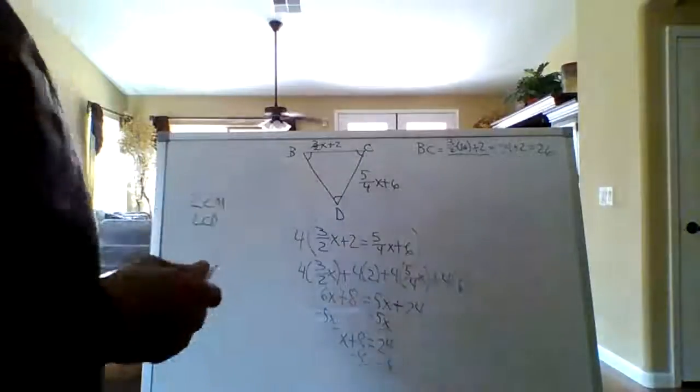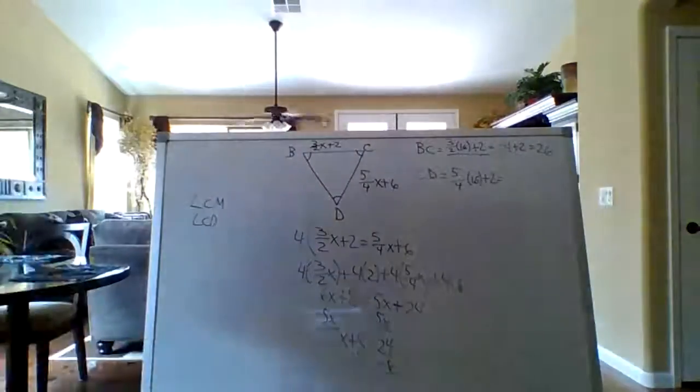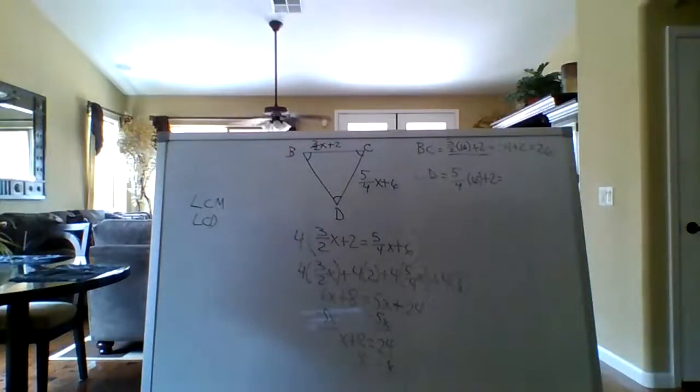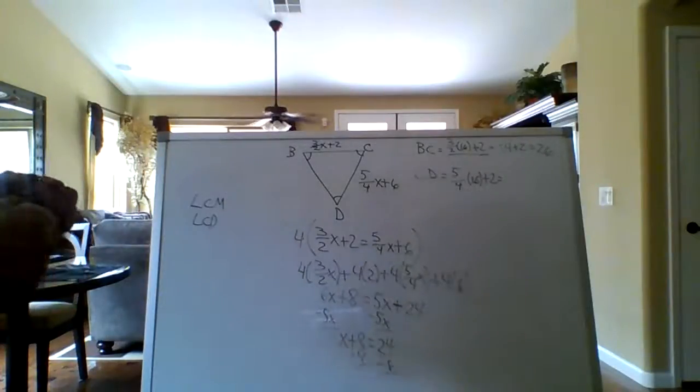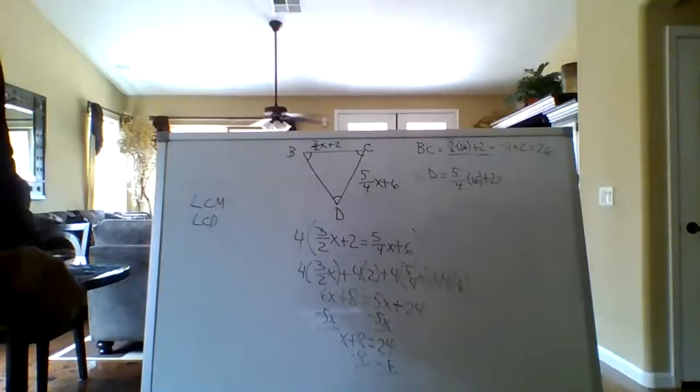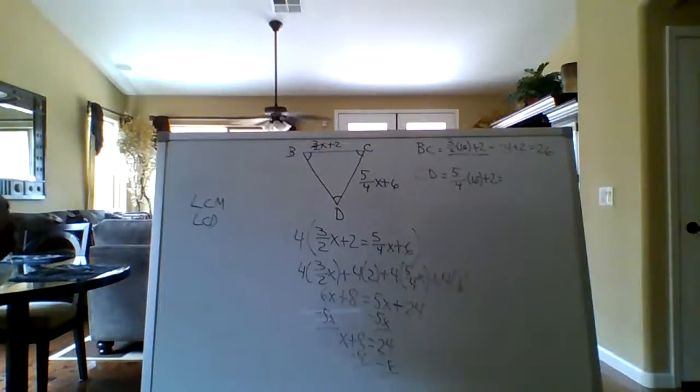Now I know I didn't ask you to find this, class, but let's find CD. CD should also be 26. I just want to show you a little bit with these fractions. So we have 5/4 times 16 plus 2. 16 times 5 is, mine went blank, 80. I was thinking 80. 80 divided by 4 is 20, plus my 6, which will give us 26.